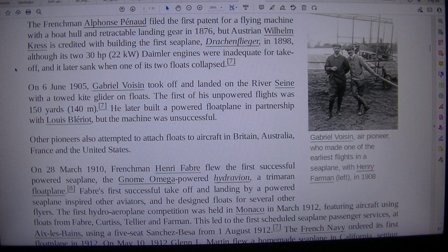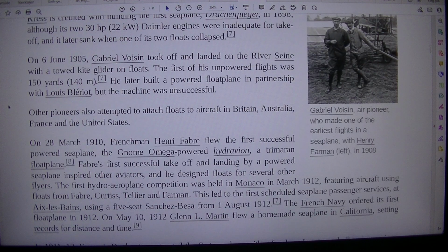On the 6th of June, 1905, Gabriel Voisin took off and landed on the River Seine with a towed kite glider on floats. The first of his unpowered flights was 150 yards, 140 m. He later built a powered float plane in partnership with Louis Blériot, but the machine was unsuccessful.